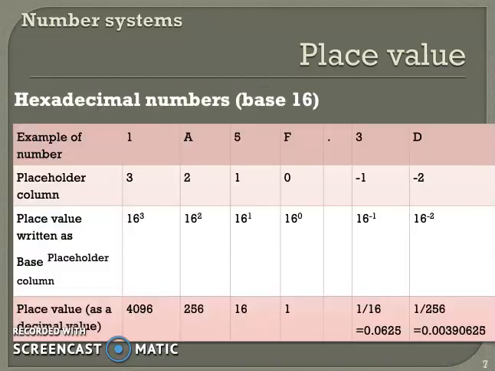Let's go on. In the hexadecimal, which is base 16, this is 16 to the power 0, 16 to the power 1, 16 squared, 16 cubed.